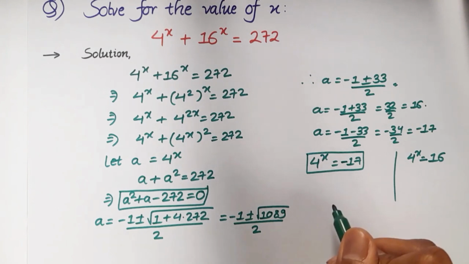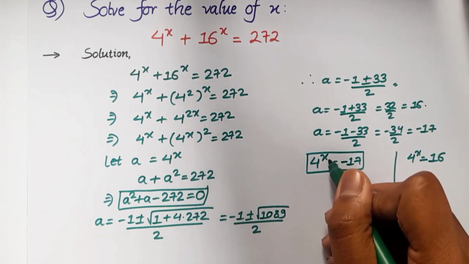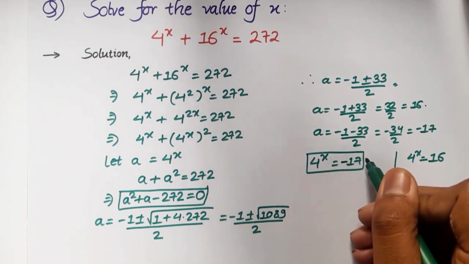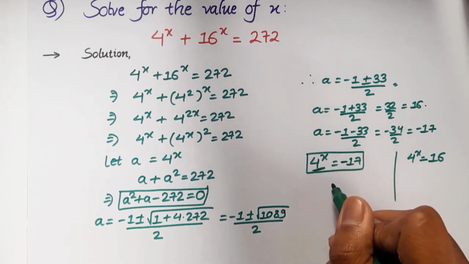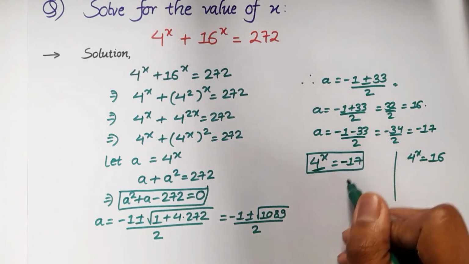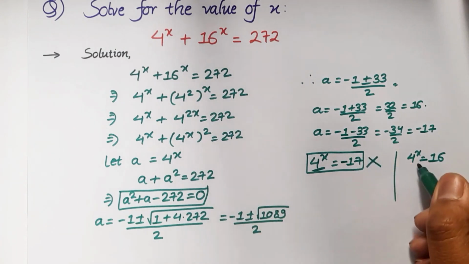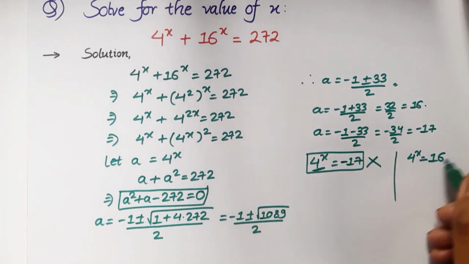And this condition is not possible at all, because for any value of x, whether that's a positive value, a negative value, or even 0, this will always give us a positive value. But here we see a negative value, which is not possible. So we can reject this possibility and go with 4 power x is equal to 16.